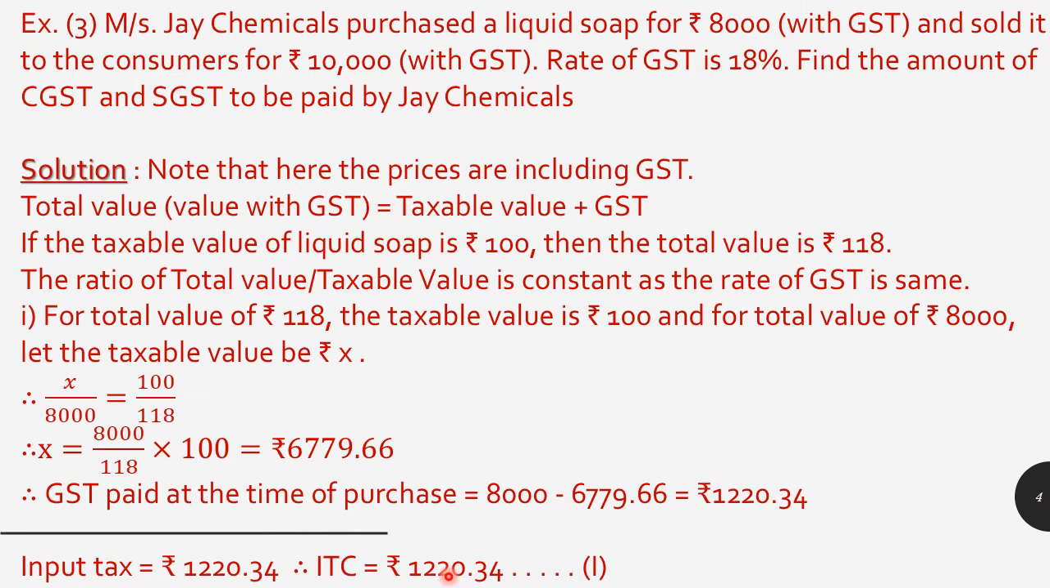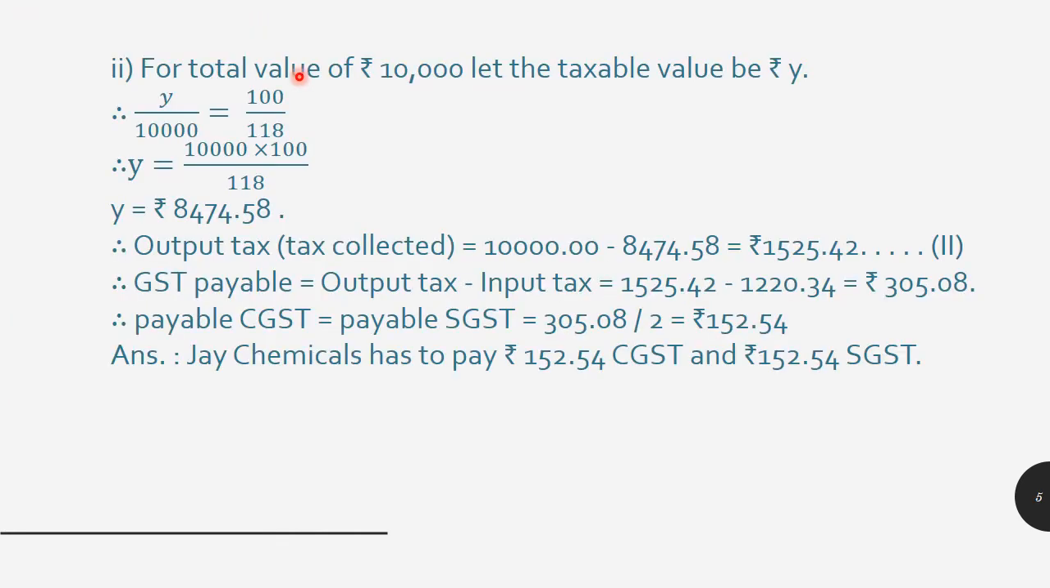Now similarly, if you do the calculations with the 10,000 part, that is with the selling price part, you will get the output tax. So for the total value of 10,000, let the taxable value be Y. So Y upon 10,000 is equal to 100 upon 118. So Y will be, this 10,000 will be multiplied to the other side, so 10,000 into 100 divided by 118. Therefore Y will be rupees 8,474.58. So output tax collected is, from 10,000 you subtract the taxable value and the remaining amount is 1,525.42. So output tax also calculated.